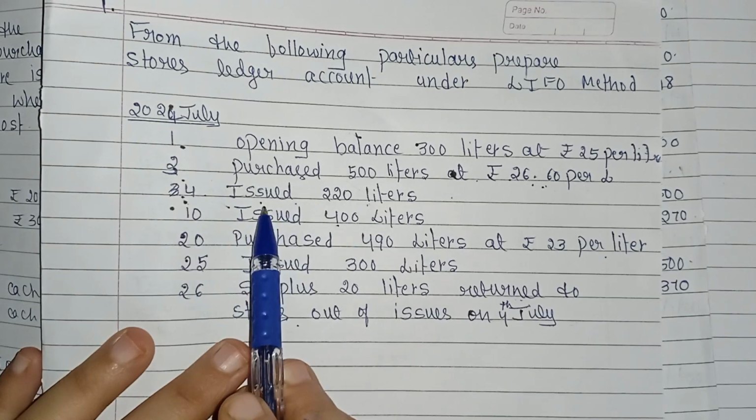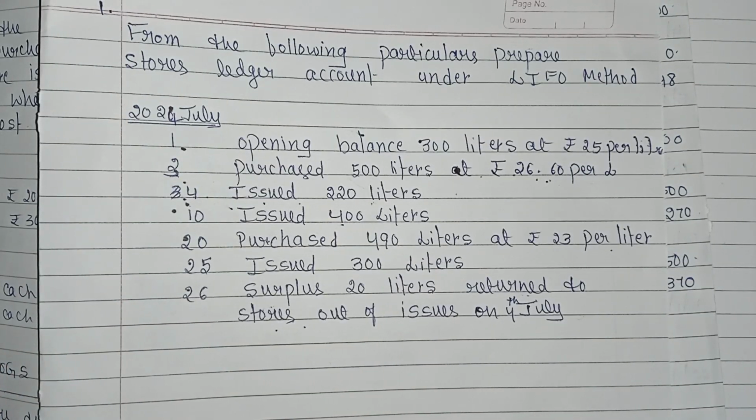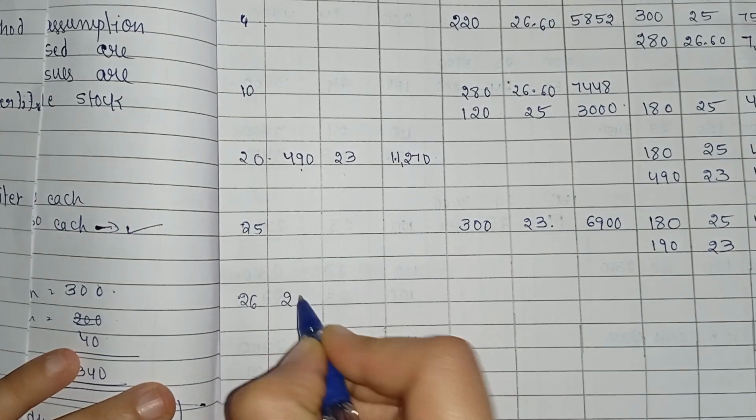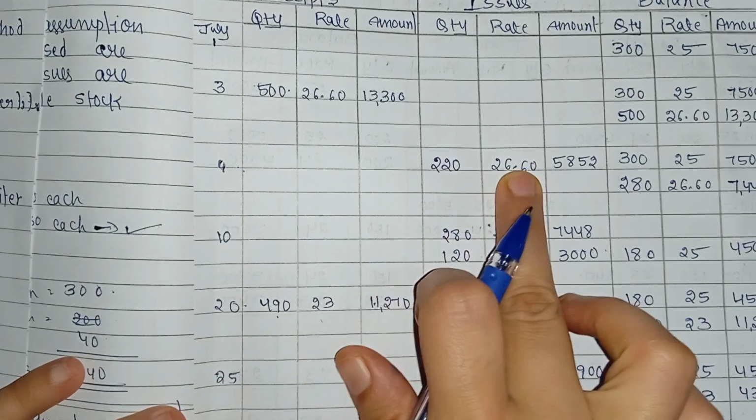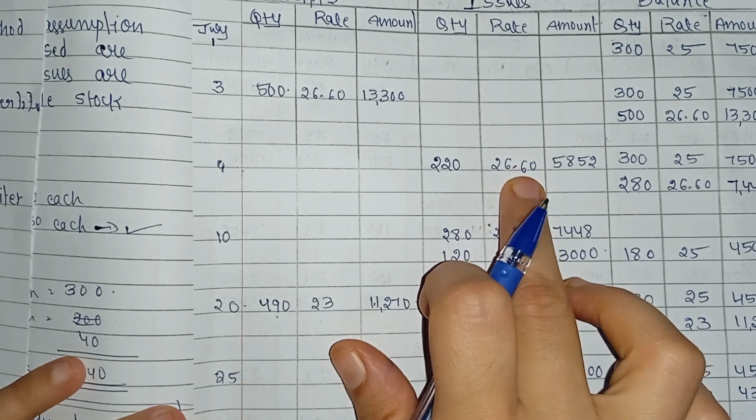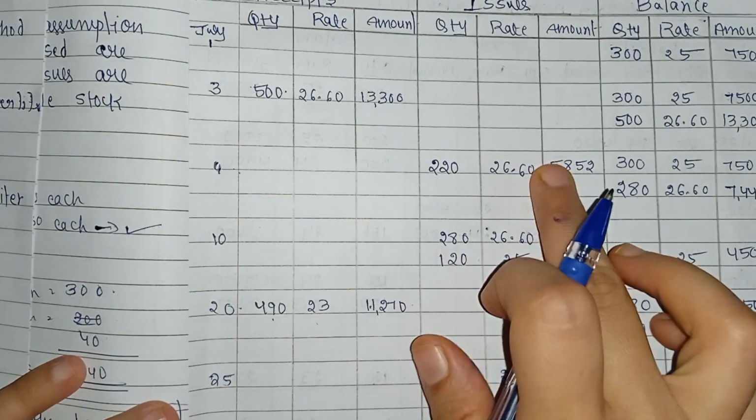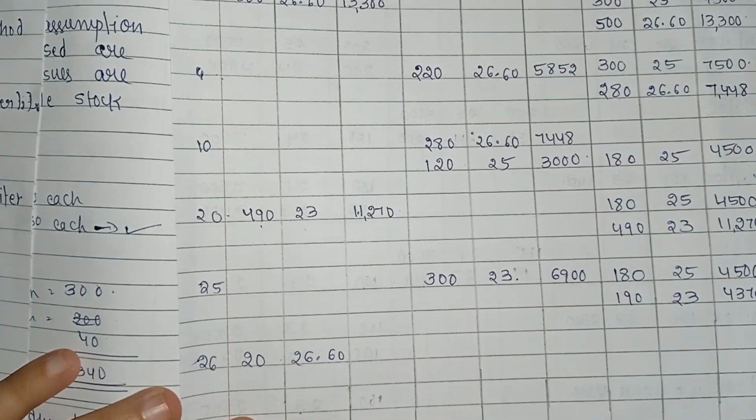On 26th, surplus 20 liters returned to stores out of issues on 4th July. That means on 4th July we issued 220 liters, right? Out of 220 liters, we return 20 liters to the stores. Return means the store is receiving 20 liters, right? So we are receiving, which means we have to enter this transaction on the receipt side. So write down 20 liters at the rate of, on 4th we issued 220 liters at 26.60 out of our recent purchase. So here also we need to take into account the same rate, that is 26.60. Clear?